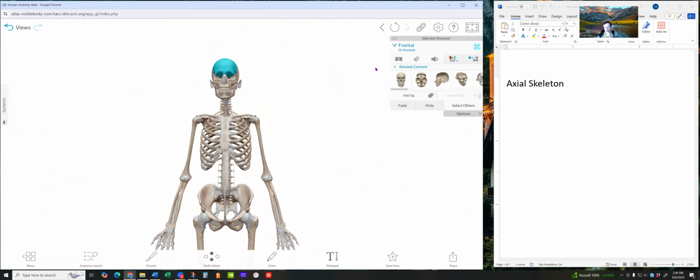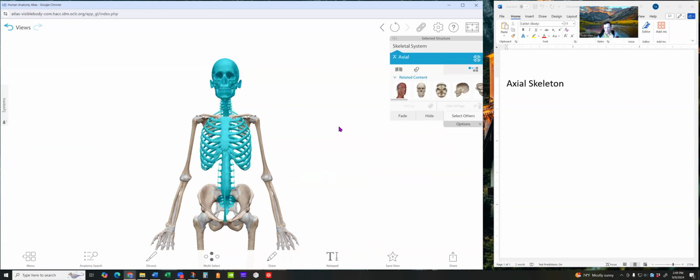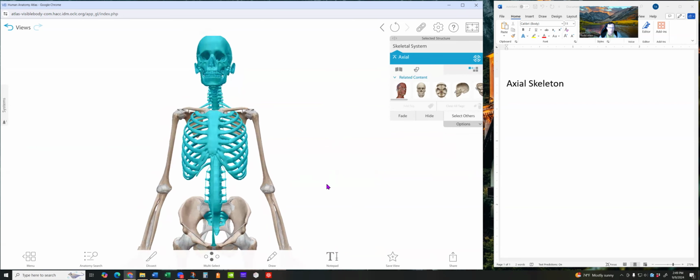And if I go up to the selected structure window and click that icon, notice some other terms pop up. I'm going to click the topmost term, calvaria. I'm going to click the next topmost term, skull. Then I'm going to see the word axial. If you click on that, the software is going to highlight the axial skeleton for you.